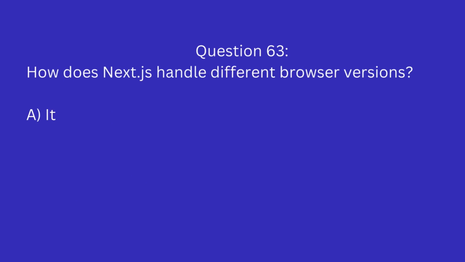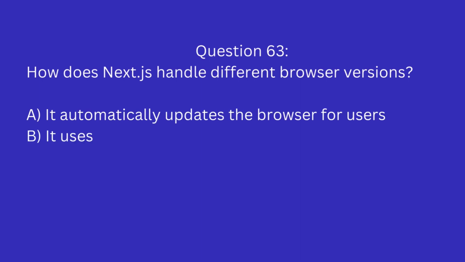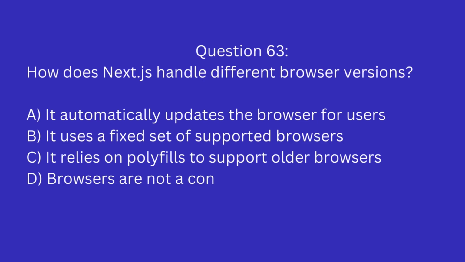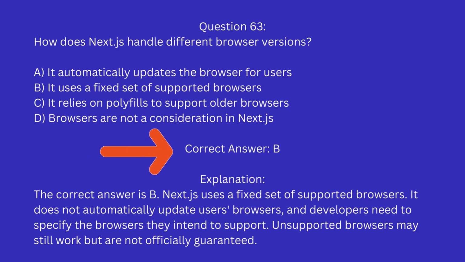Question 63. How does Next.js handle different browser versions? A. It automatically updates the browser for users. B. It uses a fixed set of supported browsers. C. It relies on polyfills to support older browsers. D. Browsers are not a consideration in Next.js.